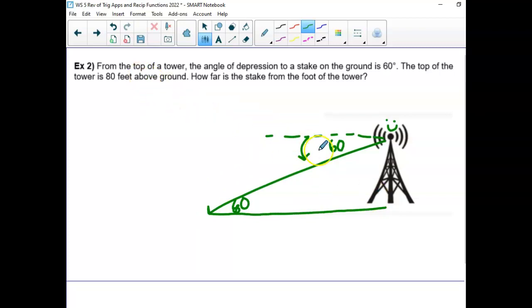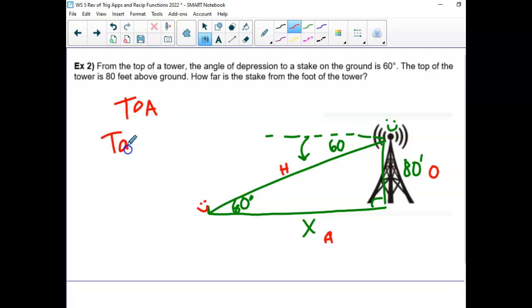The top of the tower is 80 feet above the ground, so our straight leg over here is 80 feet. Okay, what function are we going to use? What are we trying to find? I guess that's, how far is the stake from the foot of the tower? Everybody okay with this being the X then? How far is the stake away from the foot of the tower means the bottom of the tower? I think we got tangent again, don't we? This would be opposite. This would be adjacent. This would be hypotenuse, but we don't know anything about that. So I think we have tangent.